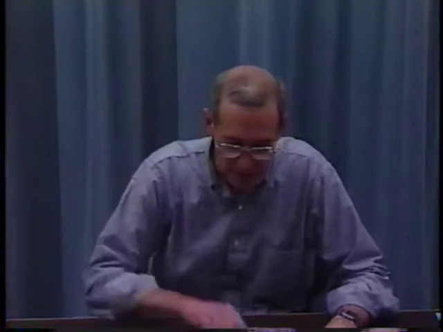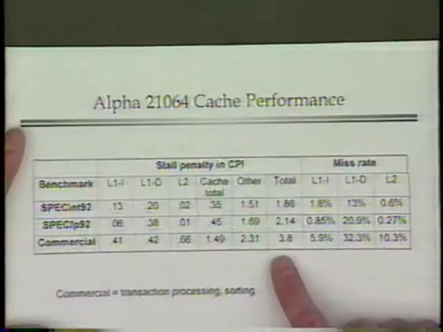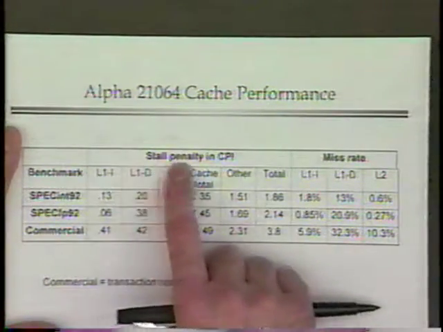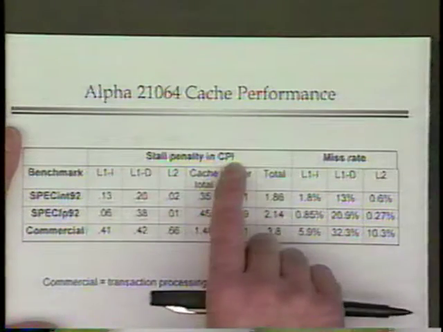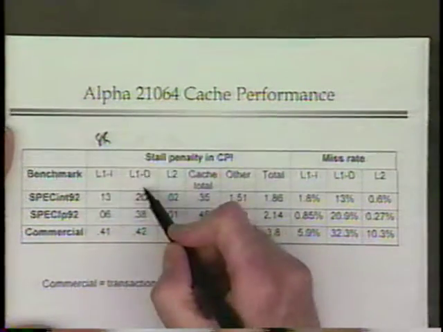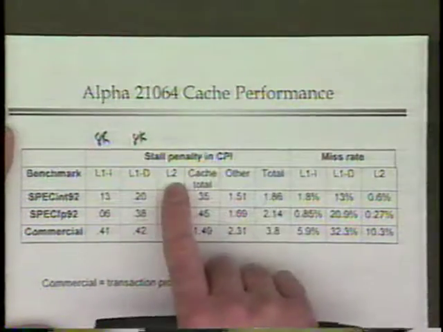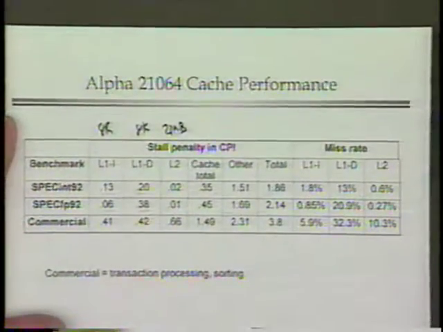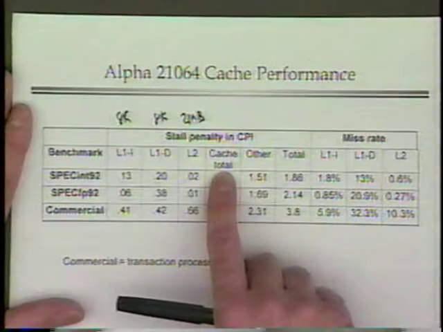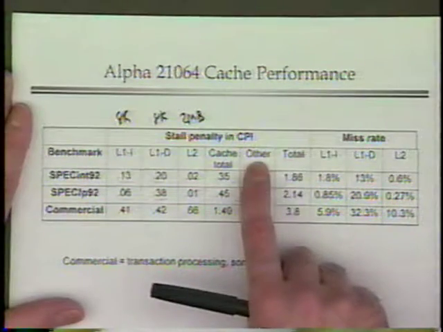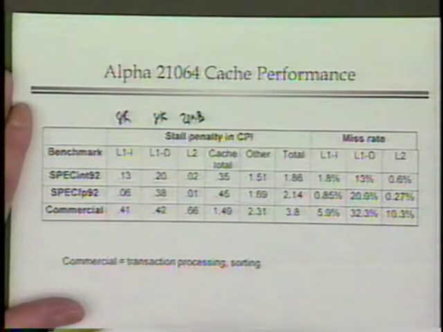The bottom line in all of this is, how does it perform? This is a summary of a figure in the book that describes how well it does. It shows the total number of stalls in the CPU for the level 1 instruction cache, which is 8K, the level 1 data cache, which is 8K, and the level 2 cache, which is off chip, but in this case was 2 megabytes. Those are summed to be the total cache penalty in CPI, and then there are the other penalties for other stalls in the pipeline, and then a total penalty.